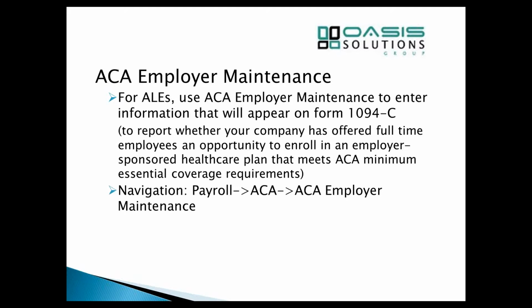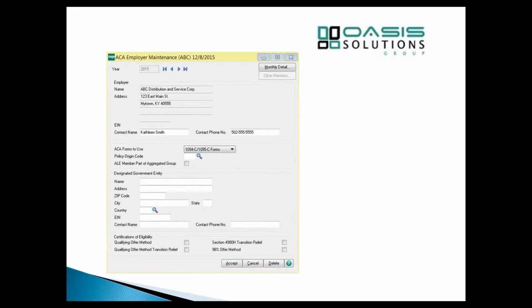Navigating to the employer maintenance, for users that will need to do this, you do need to allow the security access via role maintenance. If you need to know how to do that, please view our Section 1, Part 1, regarding the general setup for ACA. But once you have allowed that, you can navigate to the employer maintenance screen by going to payroll, then the ACA folder, then the ACA employer maintenance option. Once you have done that, you will receive the ACA employer maintenance screen.